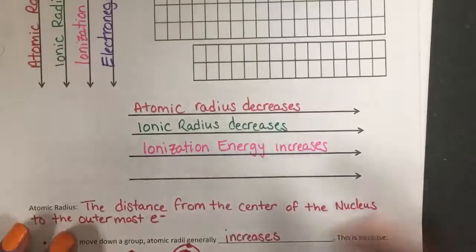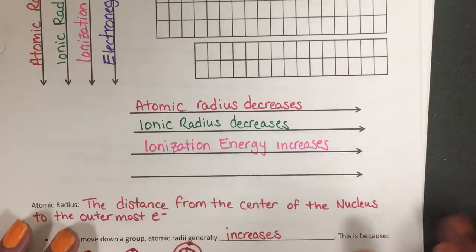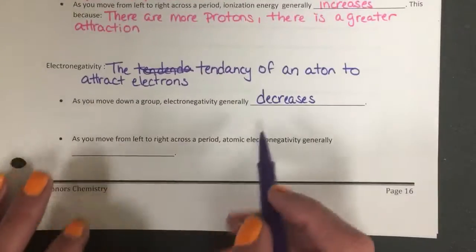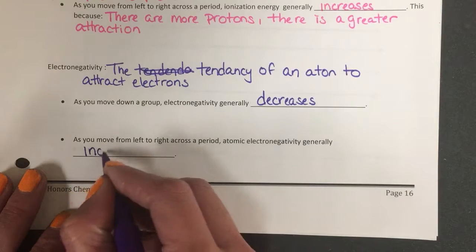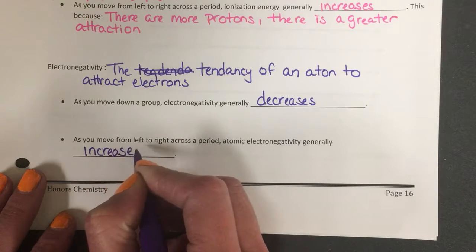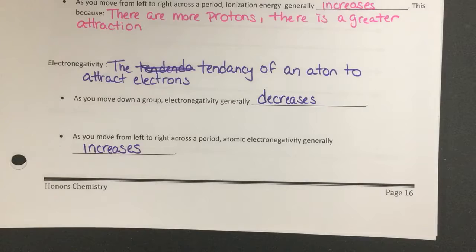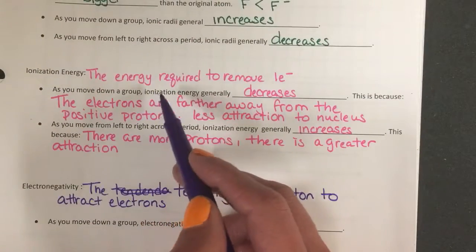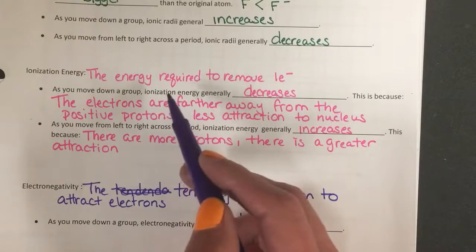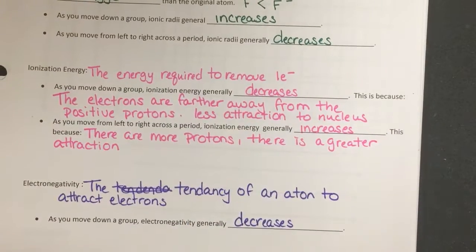As I move left to right, what's going to happen is electronegativity is going to increase for the same reason that my radius decreased. I've got more positive protons pulling things in. They're going to pull tighter on the electrons that I already have. It's also going to pull tighter on other electrons.